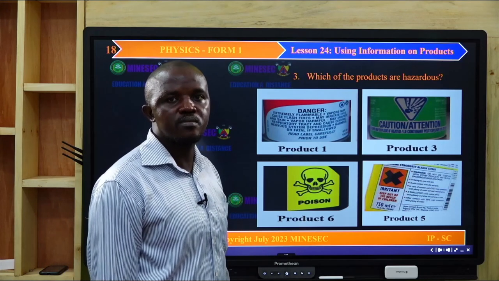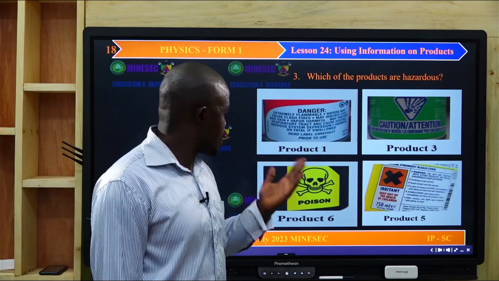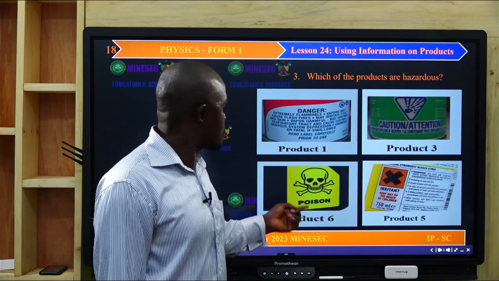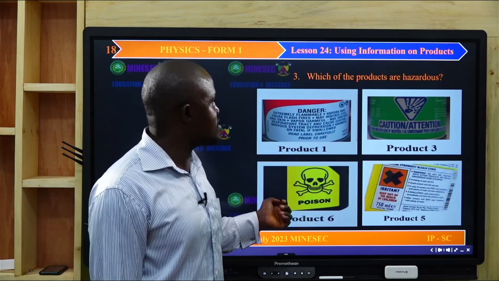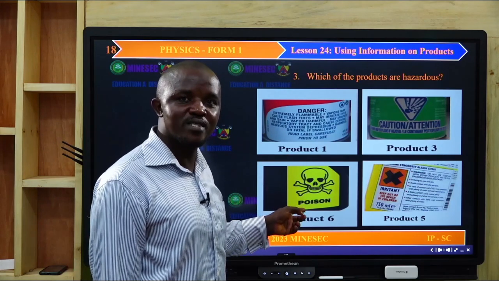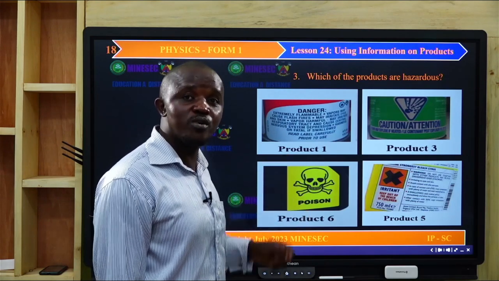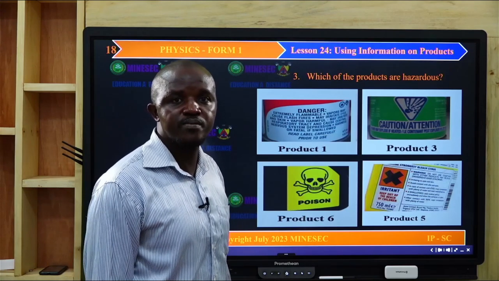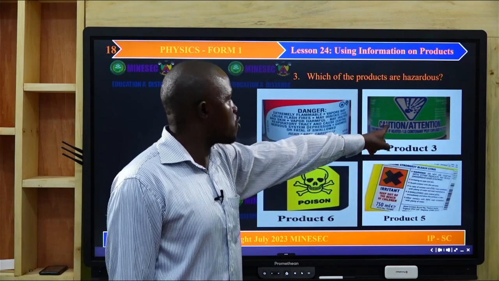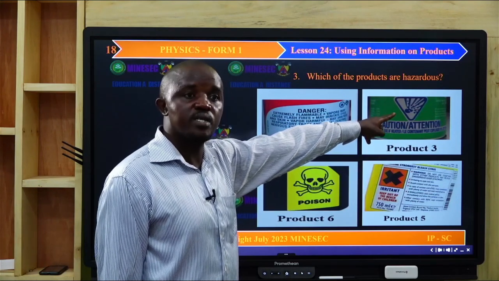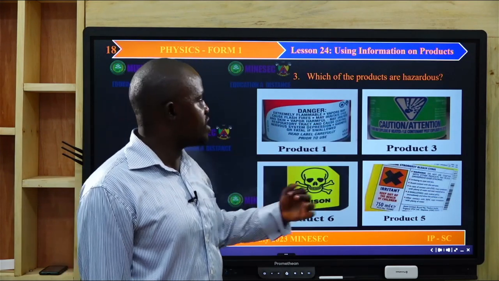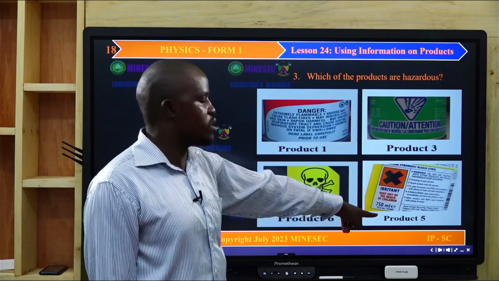So you should be careful. This one here is clearly written on it, poison and also toxic. In some of these cases, it is not just the word, there is a symbol on it. Even if the word is not there, when you see the symbol, take care and be careful. Even here, apart from the word caution and attention, look at this, that is a standard symbol that represents that. There is equally the word irritant on product 5.